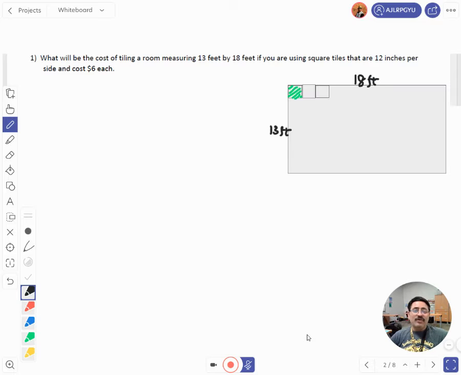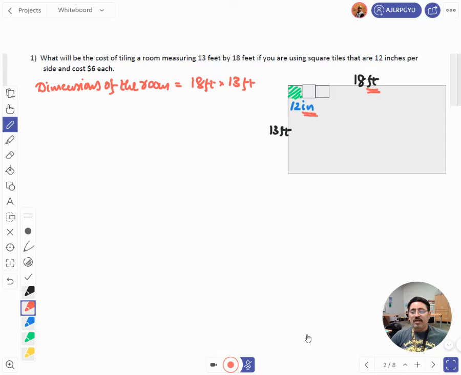The length and width are given as 18 feet and 13 feet, and each tile measures 12 inches. Please notice that here the units are not the same. Here it is inches, and this one is in feet. First of all, let me copy the information. Dimensions of the room is 18 feet by 13 feet or 13 feet by 18 feet. It is one and the same.